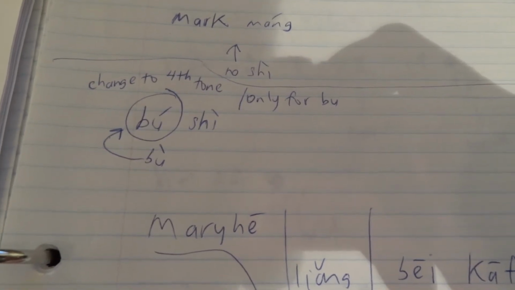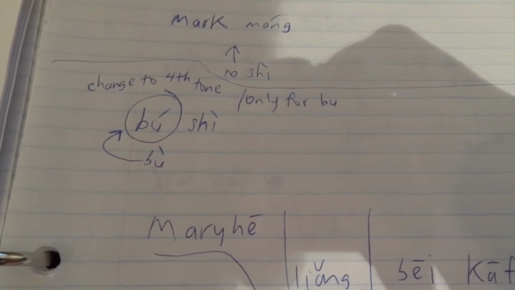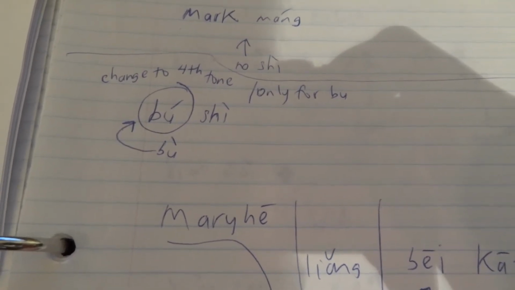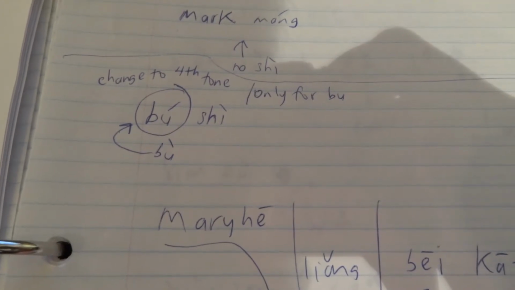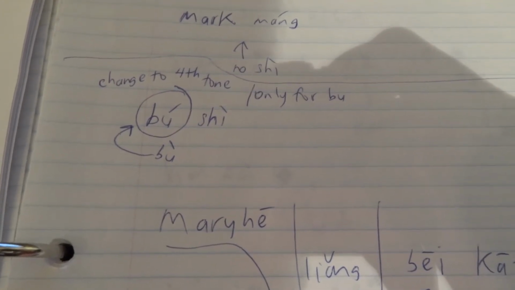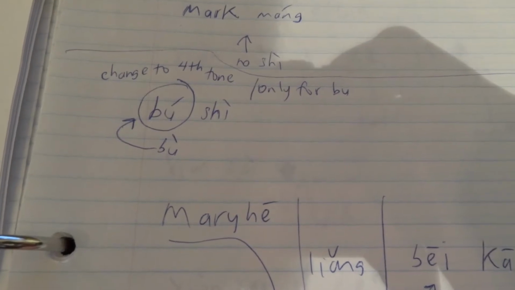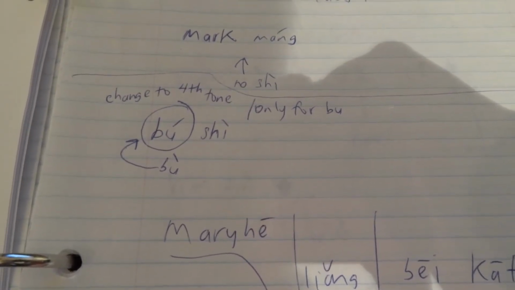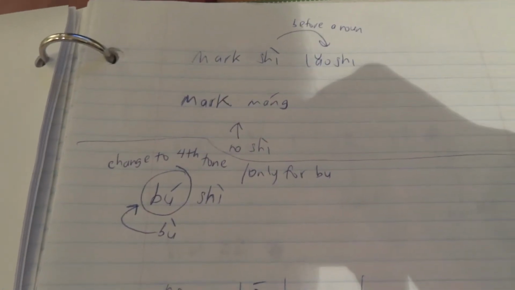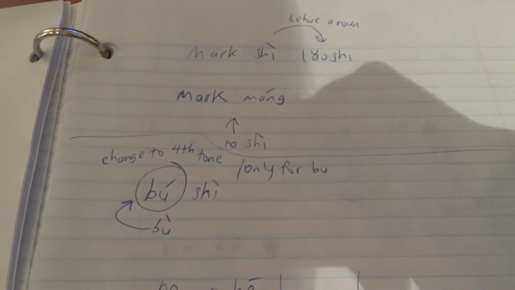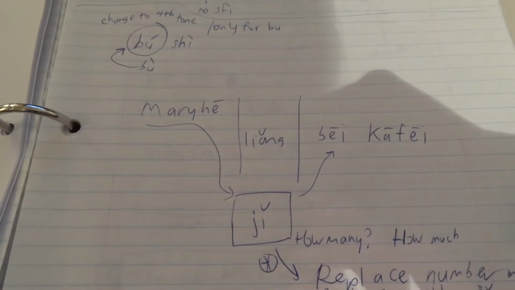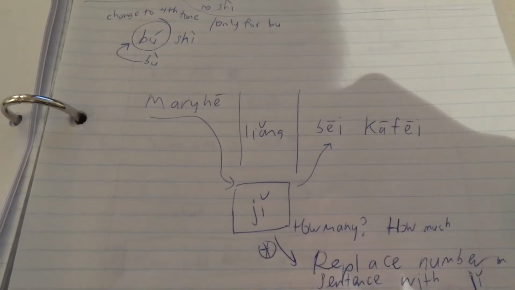Or actually that's changed to the second tone. So usually 不 is the fourth tone. So usually it's like 我不要. But because 要 has the fourth tone, you can say 我不要. I do not want. Or Mark 不是老师. Mark 不是老师. That Mark is not a teacher.